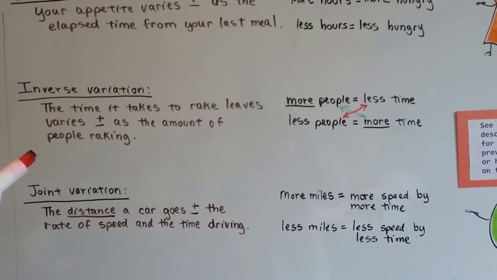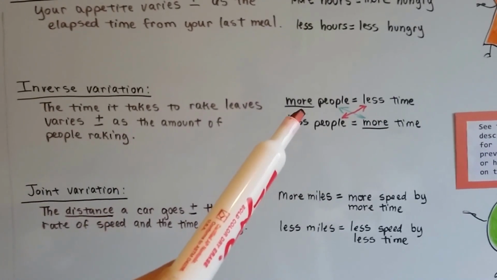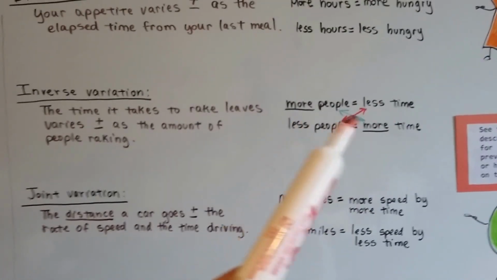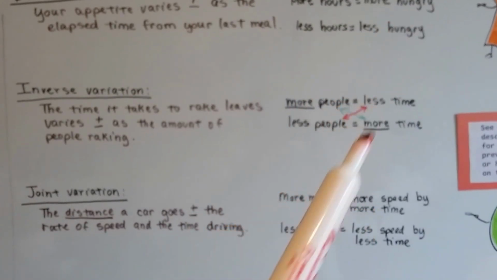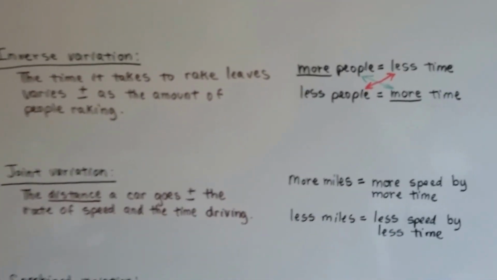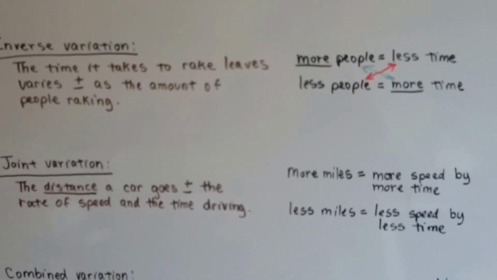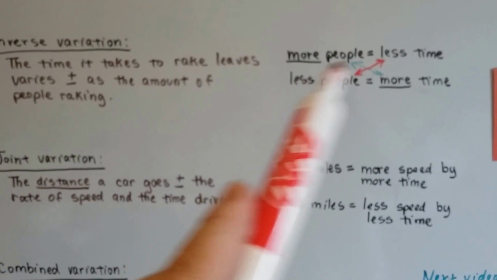The time it takes to rake leaves in a yard is going to vary up or down, plus or minus, as the number of people raking. The more people, the less time. See how it flipped opposite? This was more and more. Now, the more people that are raking, the less time it's going to take. And the fewer people that are raking, the more time it's going to take. See how it's inverse? It flipped, didn't it?